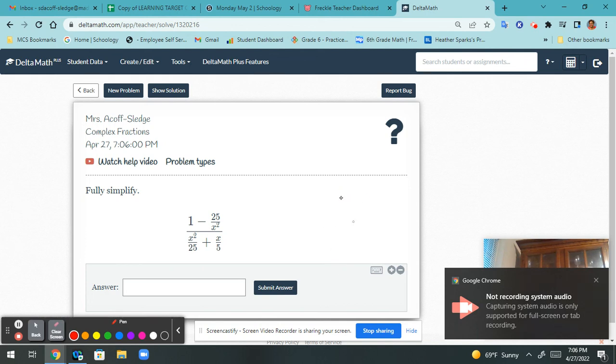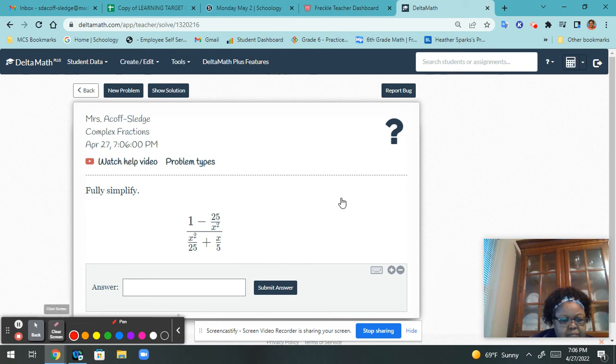Okay, so here's one of our problems. Where's my pen? Yes, working. Dividing complex fractions. So I do mine step by step.